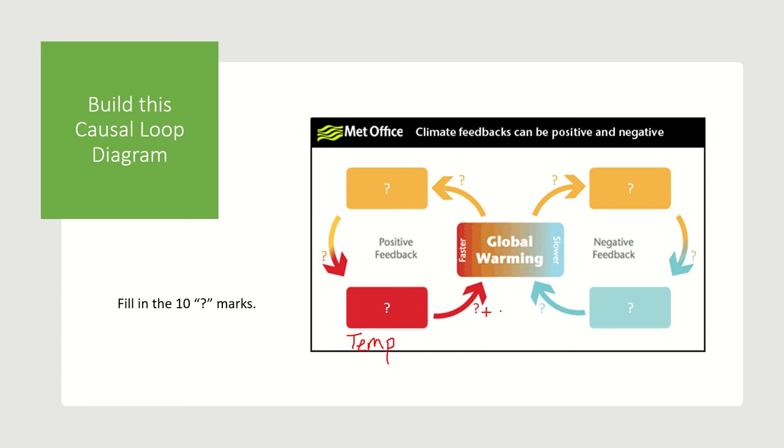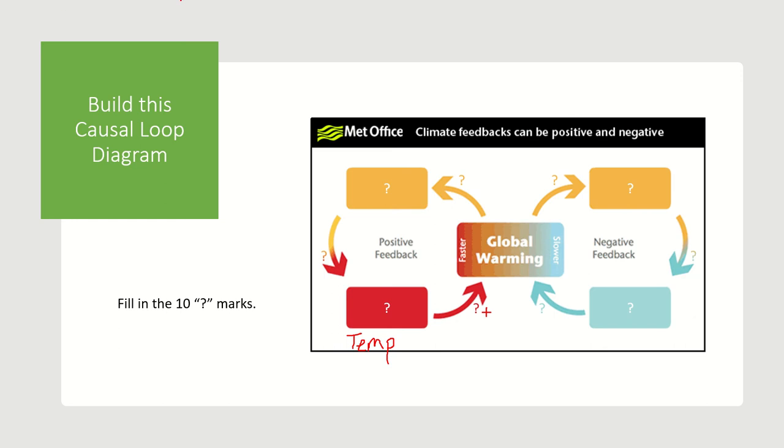So what's something else that might go here that would close this positive feedback loop? If temperature is down here, what's another variable that might go up here? I heard people say, yeah. CO2, that's maybe that. Sure, why not?